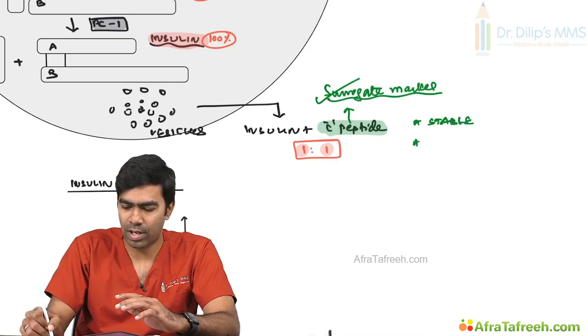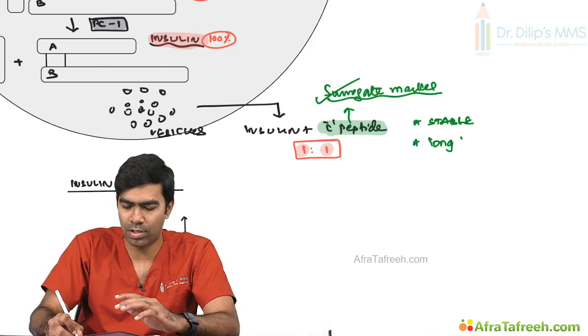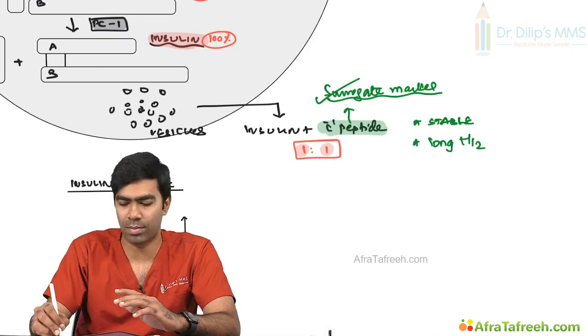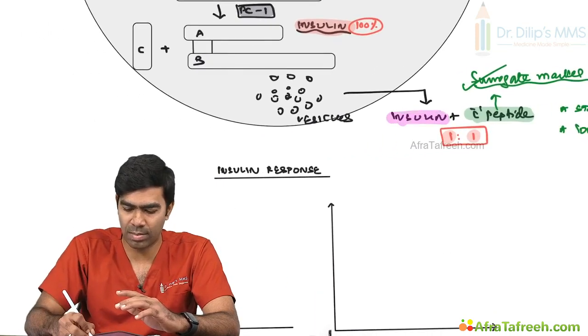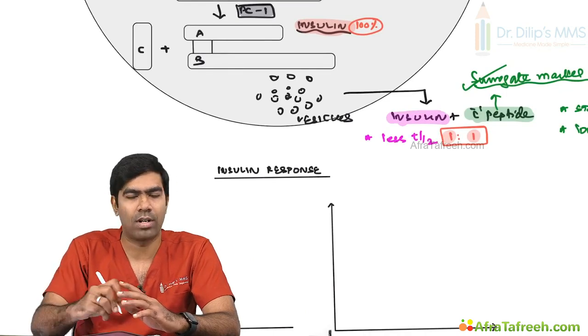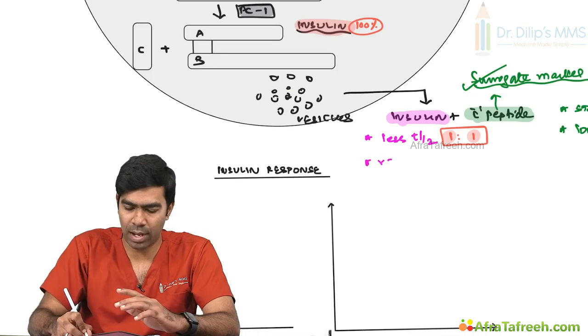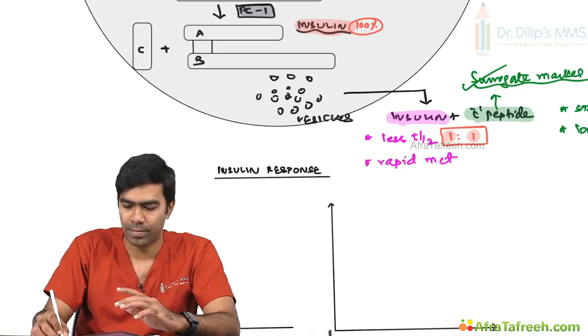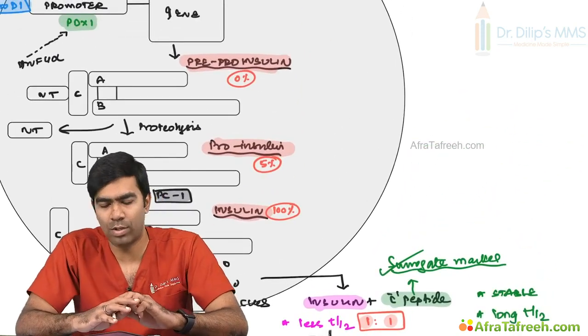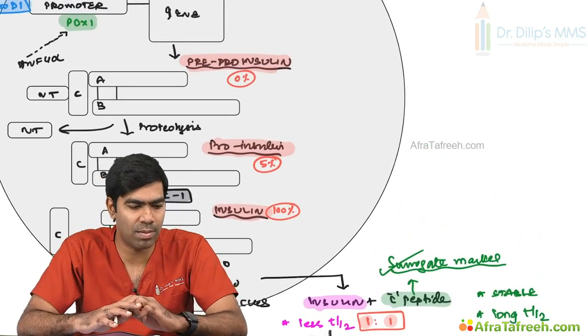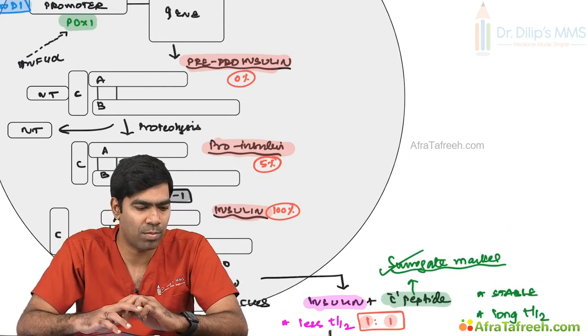At the same time, C peptide is going to have a relatively longer half-life because it is not rapidly metabolized. On the other hand, insulin is a little unstable in the circulation because it's going to have a shorter half-life and it's going to be rapidly metabolized. And that is why we are going to use C peptide as a surrogate marker for insulin release and beta cell function, which is really important in the setting of diagnosis of type 1 diabetes mellitus.